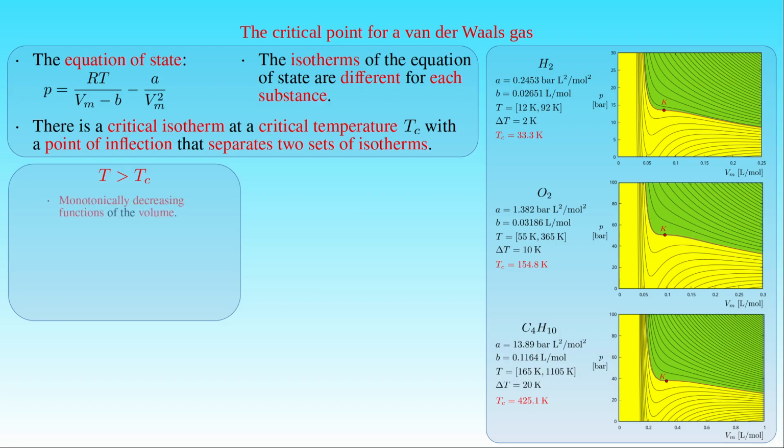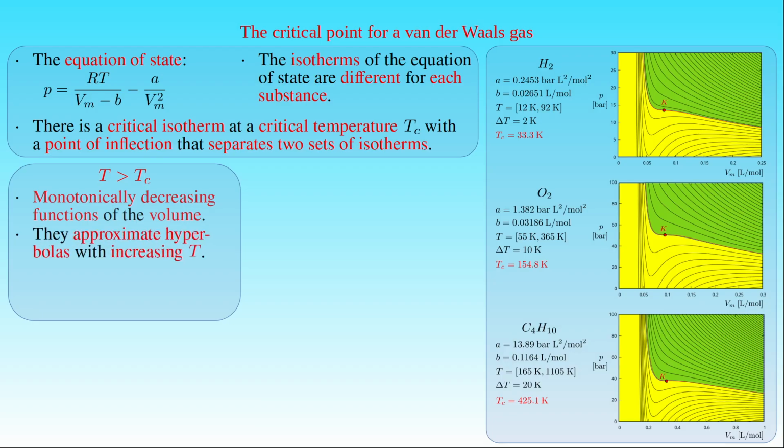All of them are monotonic decreasing functions of the volume of the gas, and they approximate hyperbolas with increasing temperature. This shows that at low pressure and high temperature a van der Waals gas acts as an ideal gas. It is important to mention the condition for low pressure since the vertical asymptote of the hyperbolas is not located at the volume equals 0 line. There is a minimum volume which a given amount of gas composed of molecules with finite size can be compressed to in the van der Waals model, described by the volume correction constant B of the gas.